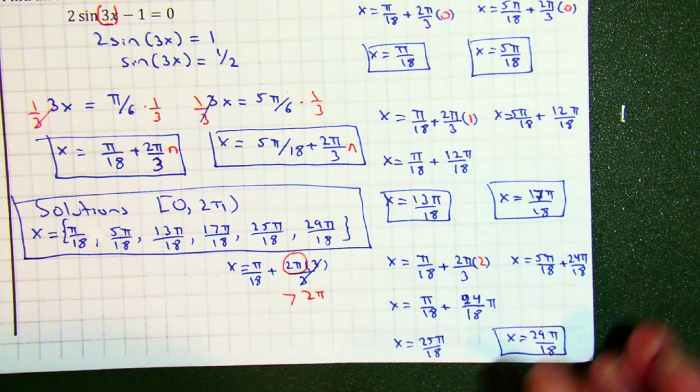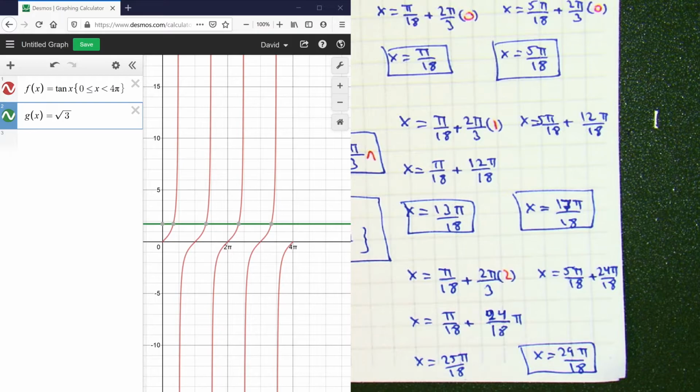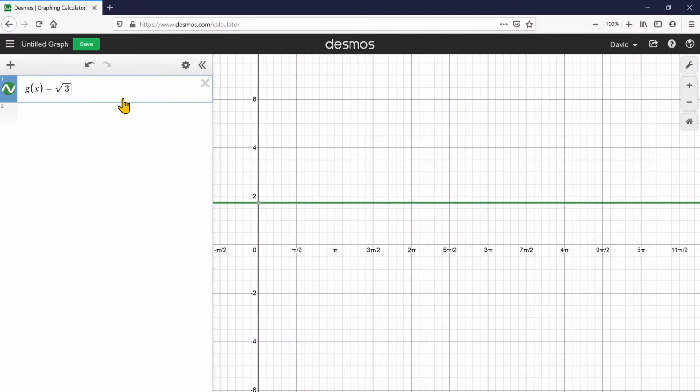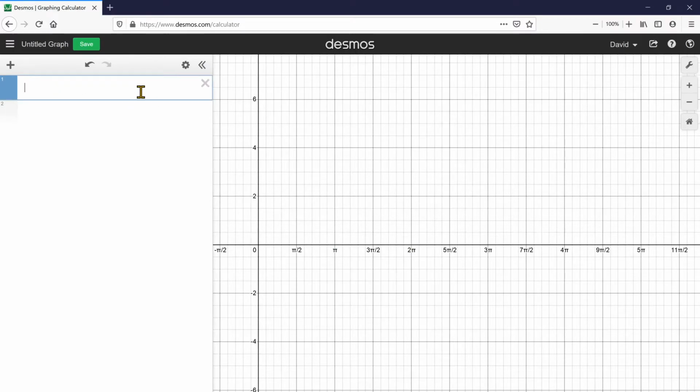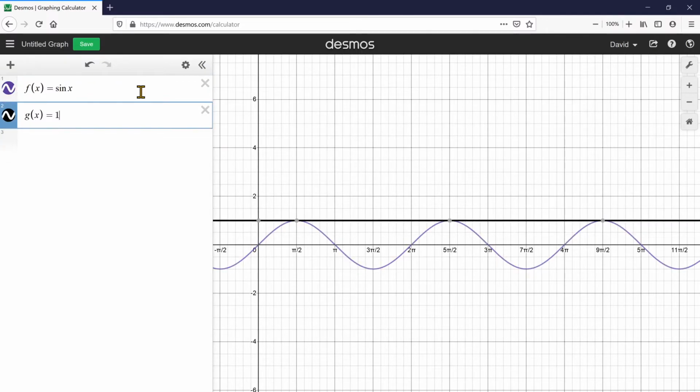Now let's talk about this algebraically or graphically. I'm going to go into decimals, and I'm going to type in the equation. I'm just going to type in sine of 3x, or first I'm going to type in sine of x. So let's talk about sine of x equals 1/2. So I'm going to put g of x equals 1/2.